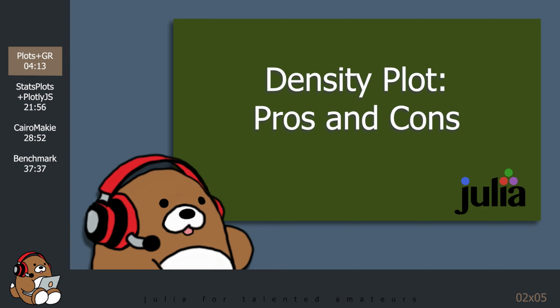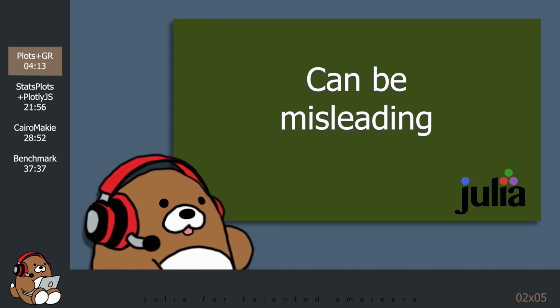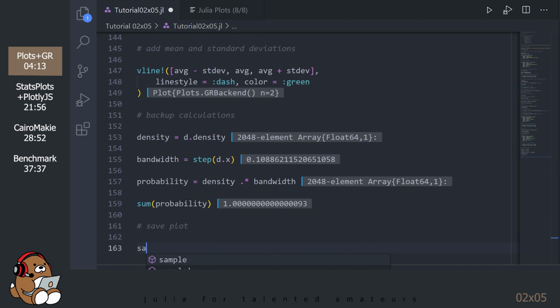So, now that we know what a density plot is, what are some of the pros and cons of using it? On the plus side, the density plot shows the distribution of your data that is independent of the count, so it's easier to compare density plots with different sets of data. On the minus side, the density plot tends to show a distribution where no observations exist, which can be misleading. In any event, it's relatively easy to generate both a histogram and a density plot, so you can generate both and go from there. Before moving to the next section, save your plot.